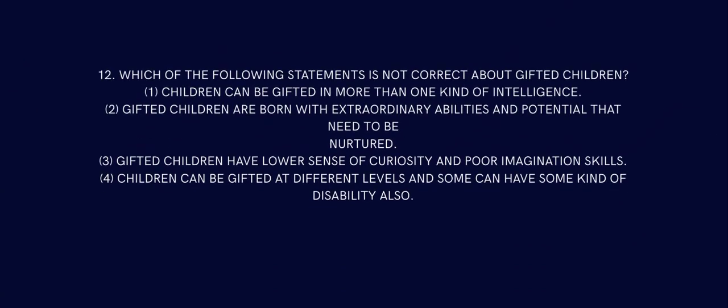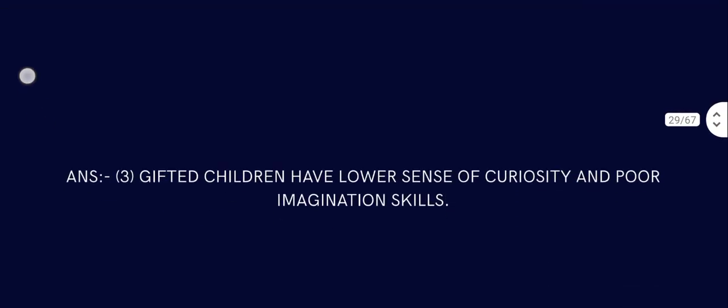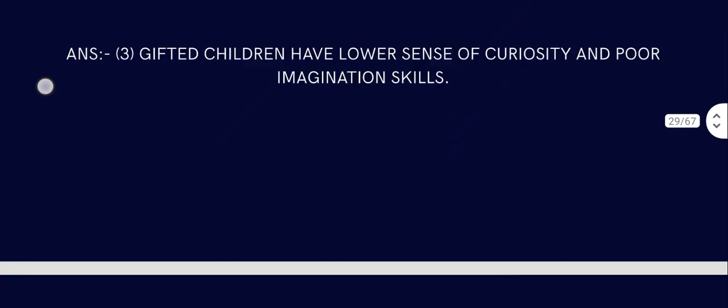Question number 12. Which of the following statements is not correct about gifted children? Number 1. Not correct, say. You have to read the question carefully. Children can be gifted in more than one kind of intelligence. That is correct. Gifted children are born with extraordinary abilities and potential that need to be nurtured. Maybe, why not? Gifted children have a lower sense of curiosity and poor imagination skills. Not really. That is not so. That is the correct one. Children can be gifted at different levels and some can have some kind of disability also. That is also true. So the statement that gifted children have a lower sense of curiosity and poor imagination is the incorrect one, like we said.